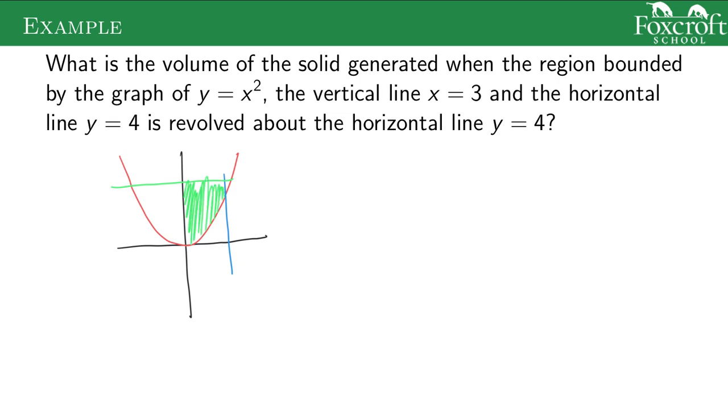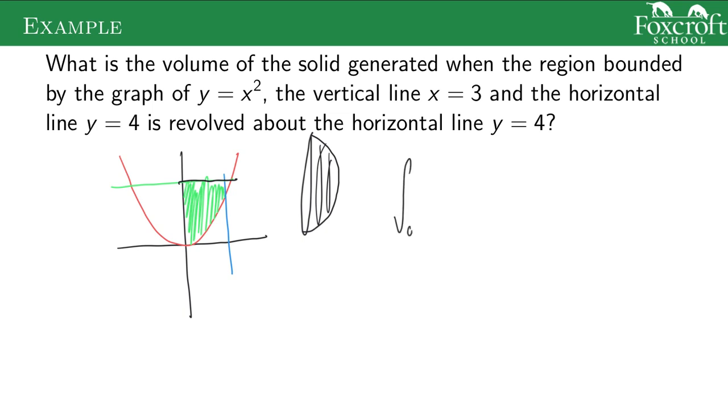And we want to rotate that around the horizontal line, y equals 4. So this thing doesn't always rotate around an axis. Here we're going to rotate this piece around, so we're going to get something that looks like that, a bunch of circles. It's kind of like a solid bowl is what we're going to end up getting.